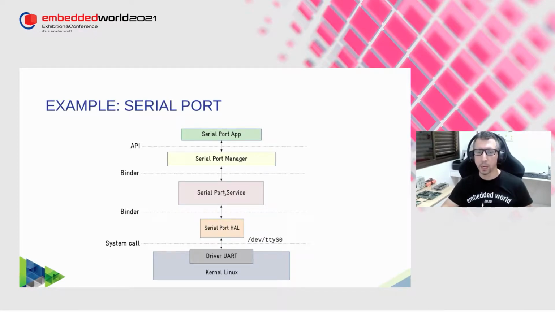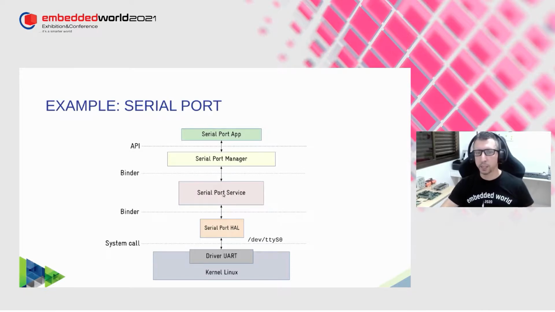For example, we check permission. So the service will check, has this application permission to write to the serial port? Because in Android, we have this concept of permission, right? You're going to write your application with a description file, a manifest file describing what you want to do, and the user has to accept that. And the service will check that.